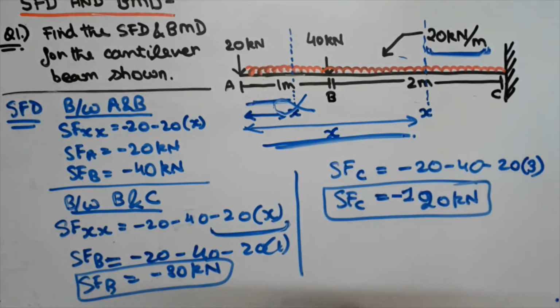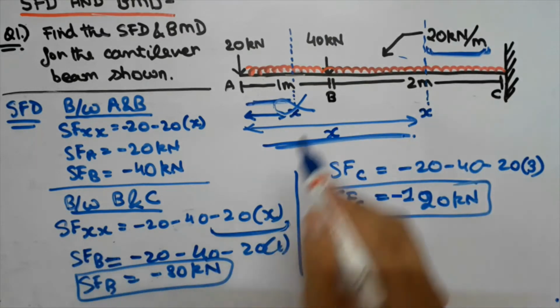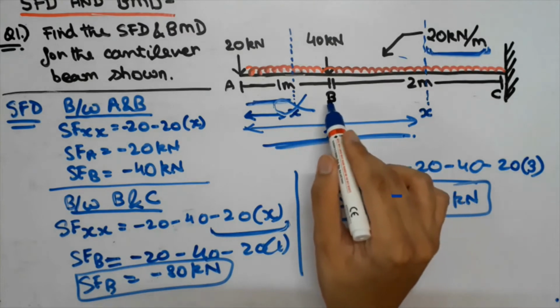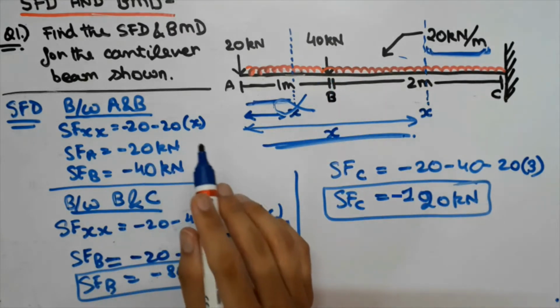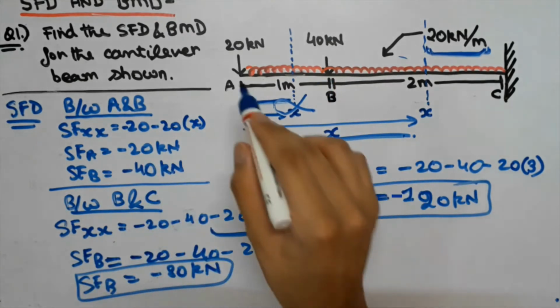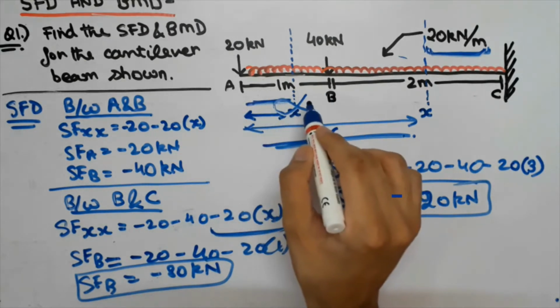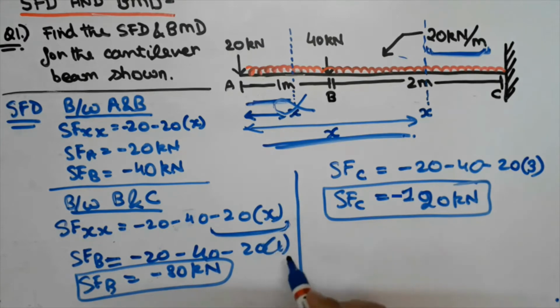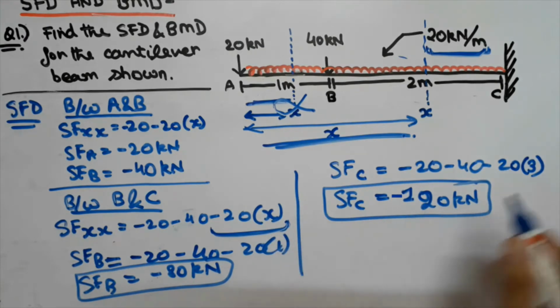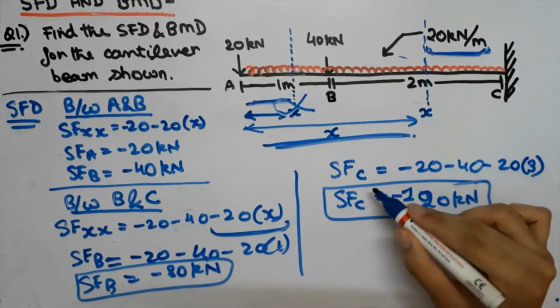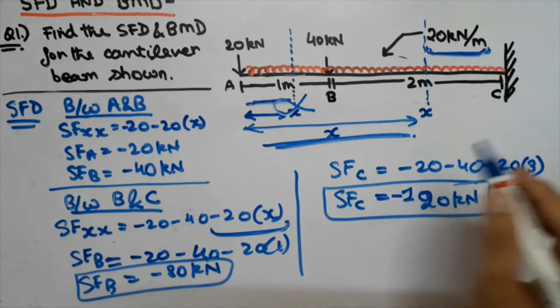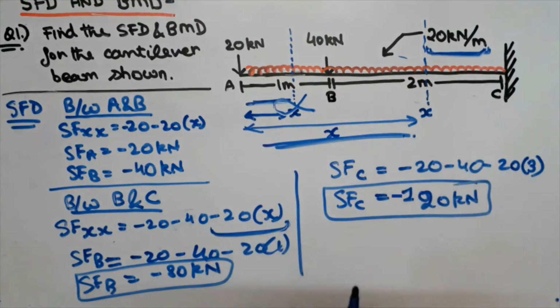And guys, similarly, when we are finding for B, we have to consider its position from the point where we are starting to find the forces. That is, we had started from point A. So the distance of B from A is 1 meter. That is why we replaced x by 1. And similarly, we have replaced the value of x for C as 3 meters, because the distance of C from point A is 3. So on doing that, we have got our necessary shear forces.